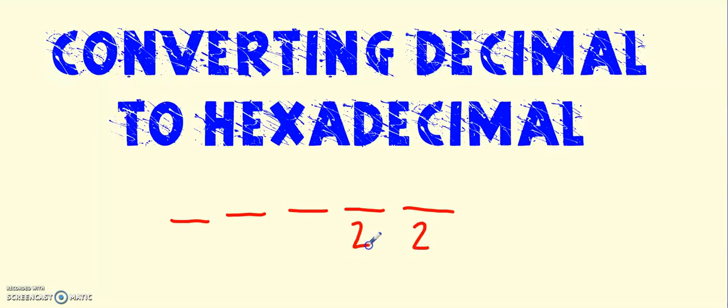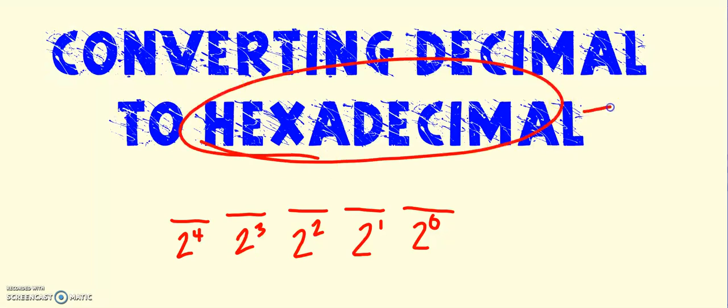So each one of these is going to have a 2 underneath because this will be 2 to the 0 place. Let me try that again. 2 to the 0, 2 to the 1, 2 to the 2, 2 to the 3, and 2 to the 4th power. So if hexadecimal is really equal to 16, then we know that all of the numbers that we see here are actually going to be 16s instead of 2s.